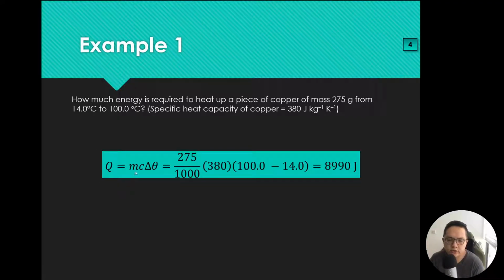I basically just rearranged the equation from just now. Because the mass is given in grams, I need to convert to kg, so divide by 1000. Multiply by the specific heat capacity of copper, 380 joules per kg per Kelvin, and multiply by the change in temperature. So I get 8990 joules. This is 3 significant figures; you can round it to 9000. This is just a very basic example to get you used to using the equation.